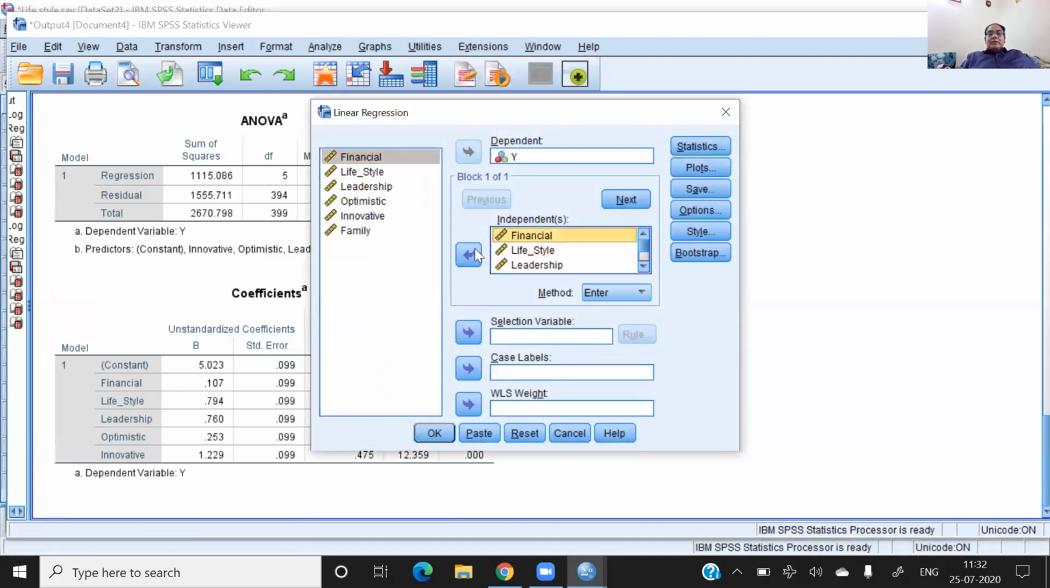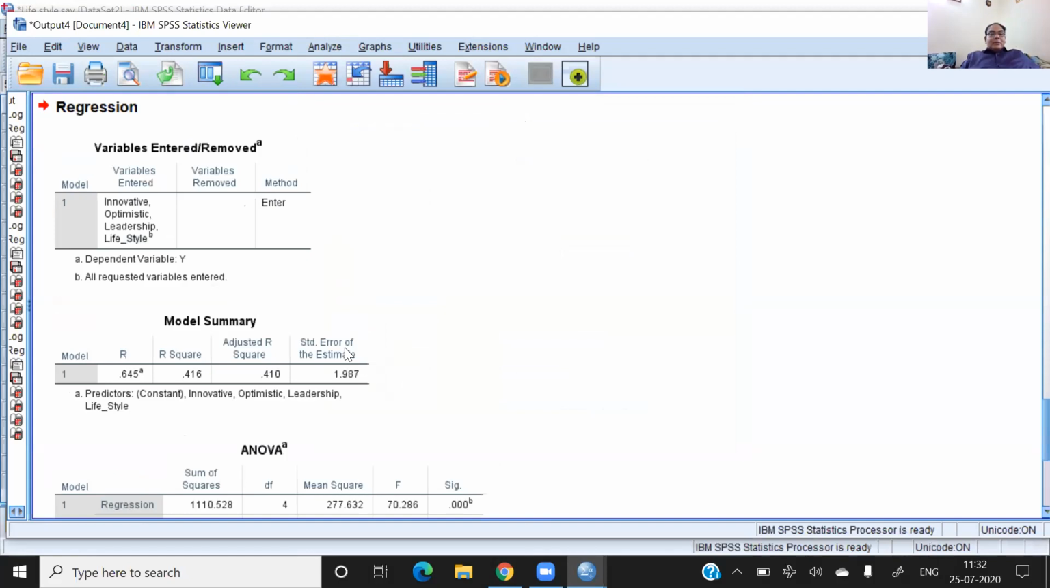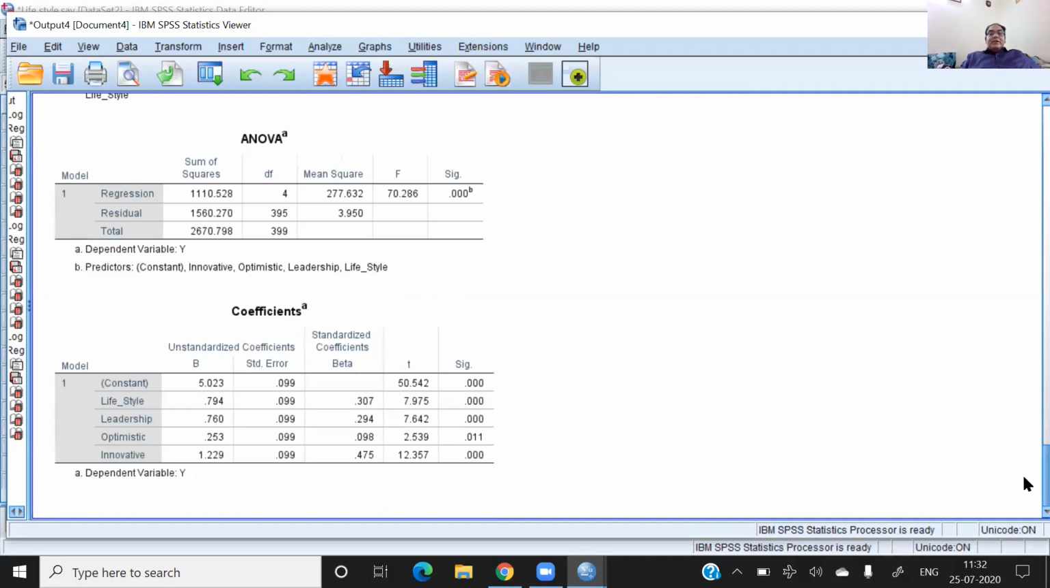Financial. And now let's see the impact. Even here you can see that there is no loss of the adjusted R square. Adjusted R square is still the same. It means even after removing the bad variable, there is no loss. After removing the financial, there is no loss in the model. So in the remaining model, all of my independent variables are significant.